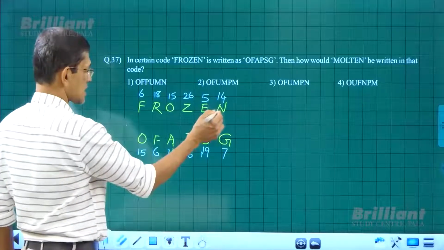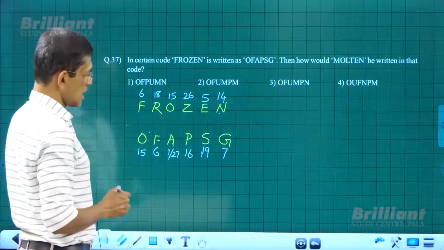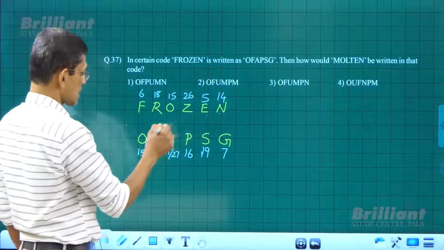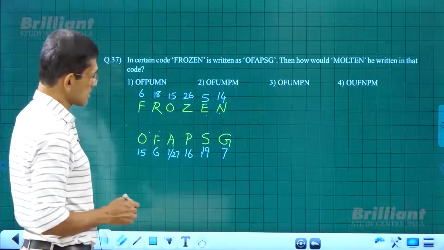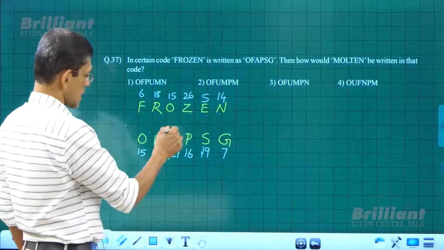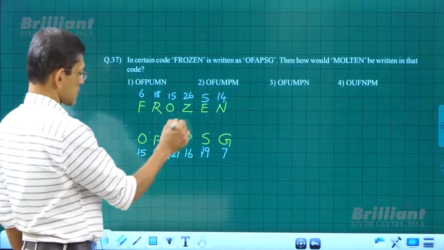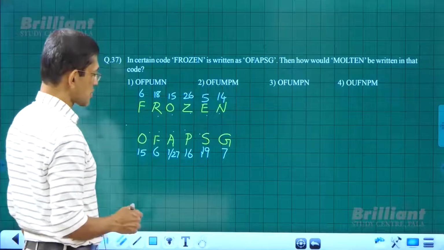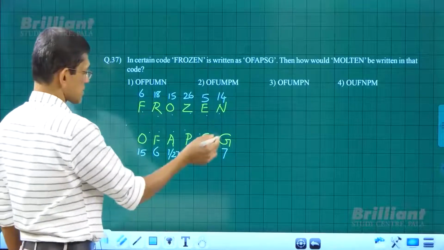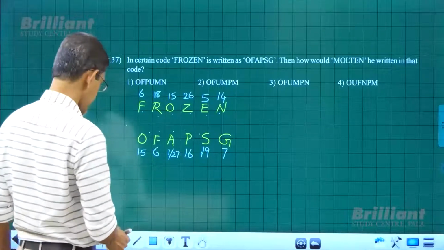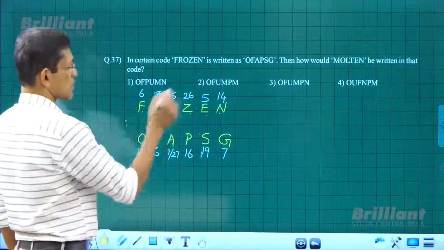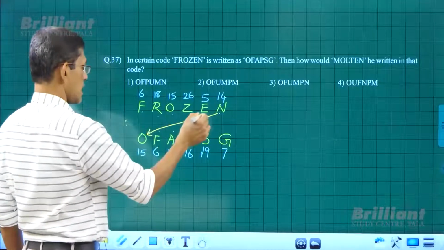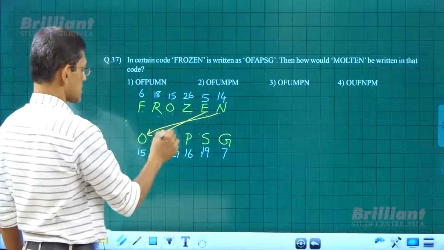Now crisscross pattern, N and O. N plus 1 is O. E plus 1 is F. Okay, that's good. Then Z plus 1 is A. Okay, good. O plus 1 is P. R plus 1 is S. Okay, that's a crisscross pattern. And F plus 1 is G. Perfectly all right. So if that's a crisscross pattern, we go for the answer MOLTEN. So this case we have taken plus.